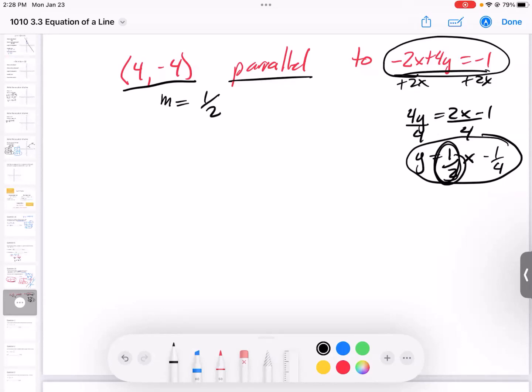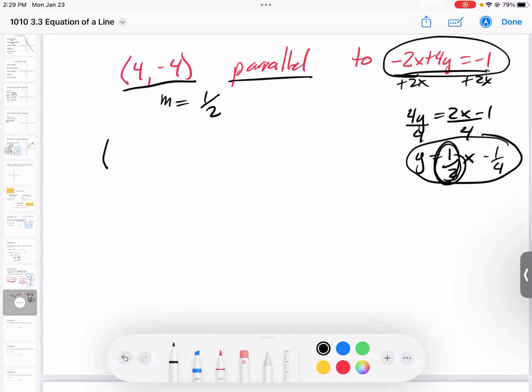And if I don't think there's any problems on your homework, but if it had said, write the equation of a line that's perpendicular to the line, then you would just say that the slope needs to be -2 because that's the opposite reciprocal. But in this case, since it's parallel, we're going to use the same slope.